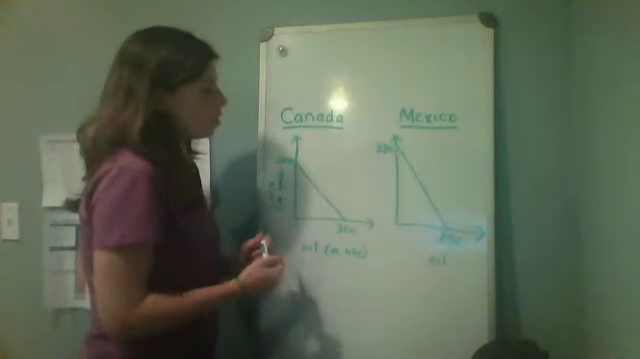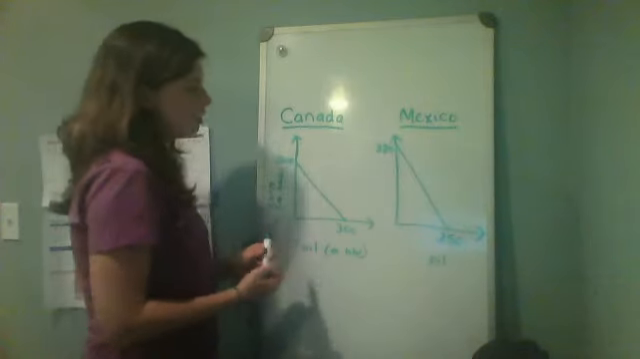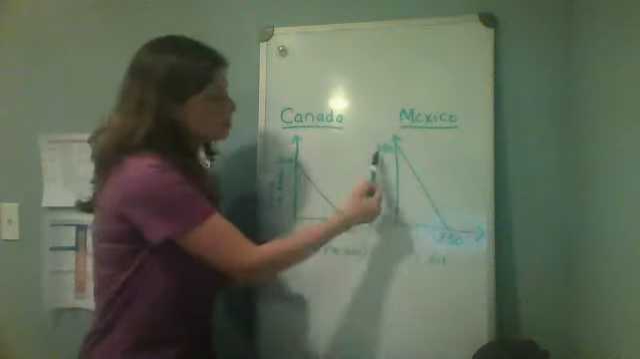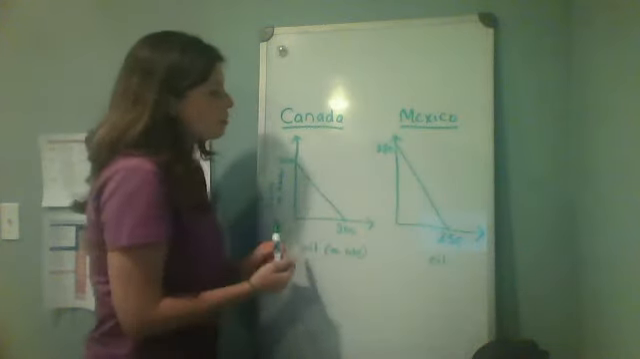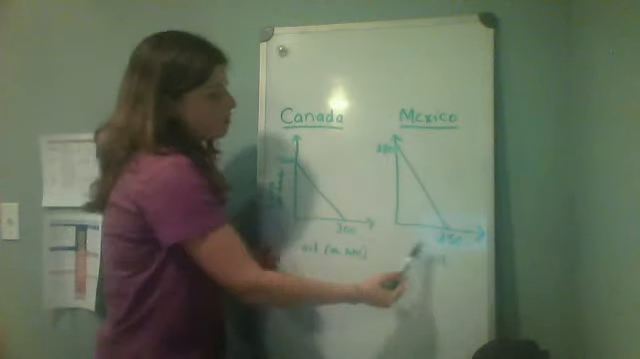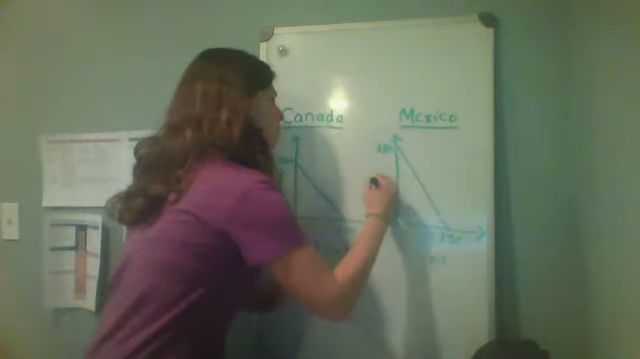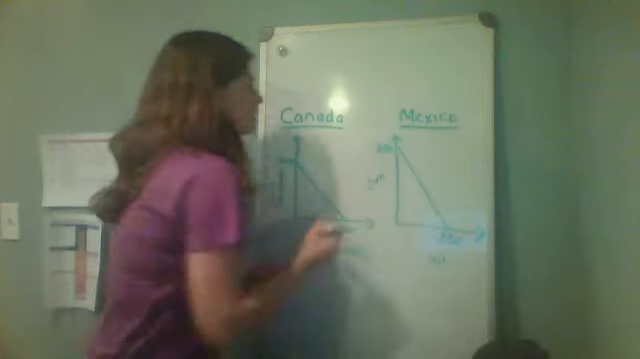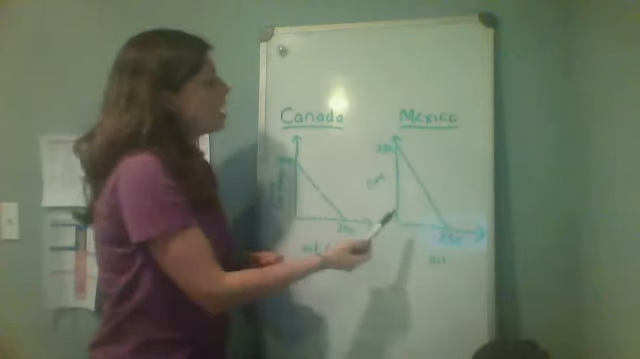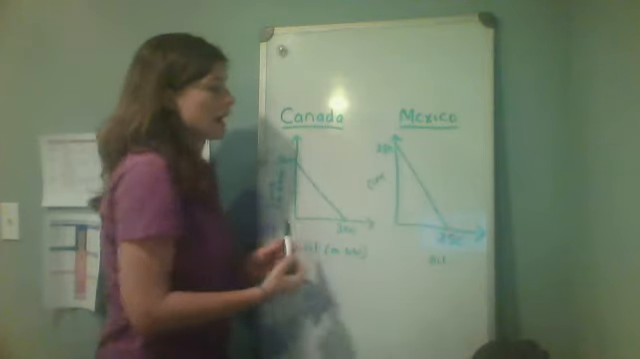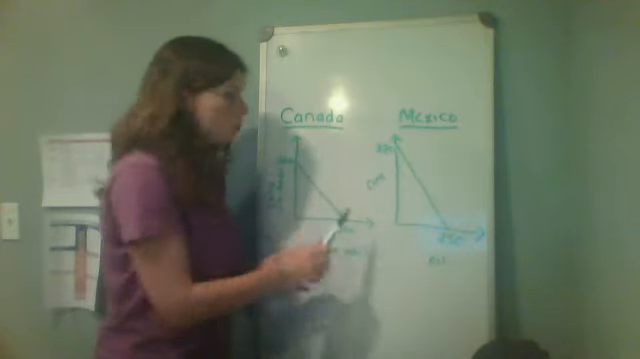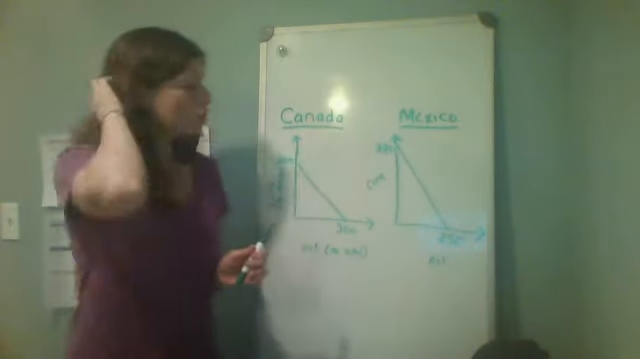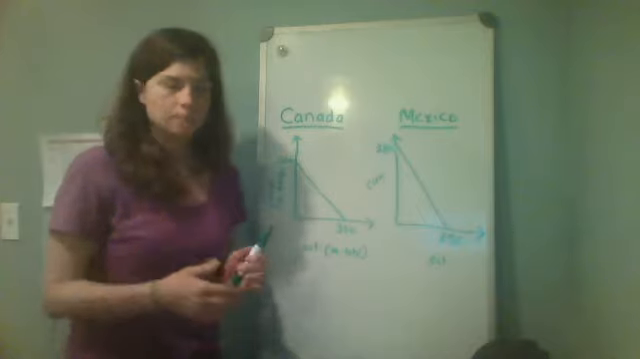So for Mexico, we see a similar setup, but of course our intercepts here are different, so the slope of the line is different. In Mexico's case, I label this as corn. If they wanted to give up all oil production, they could produce 380 bushels of corn. If they wanted to give up all corn production, they could produce 250 barrels of oil.